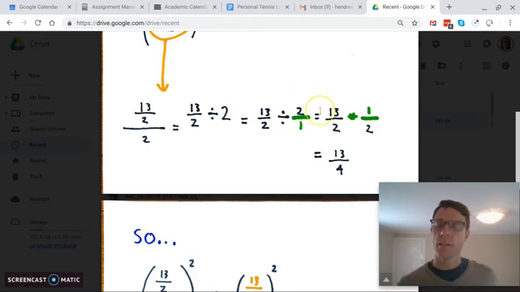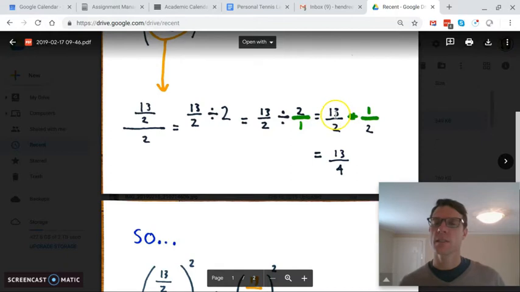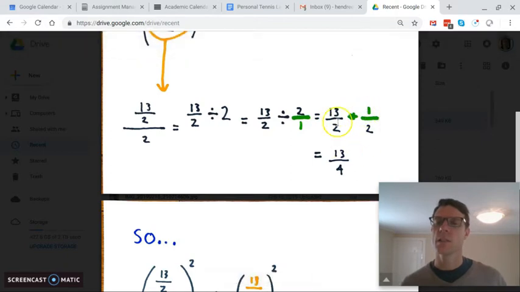And then there's that nice rule that if you're dividing by a fraction, you can really multiply by its reciprocal. So I change the division to a multiplication, and I flip over 2 over 1 to 1/2. Okay, and then just multiply. Nice thing about multiplication with fractions is it's nice and easy. It's 13 times 1 is 13, 2 times 2 is 4.